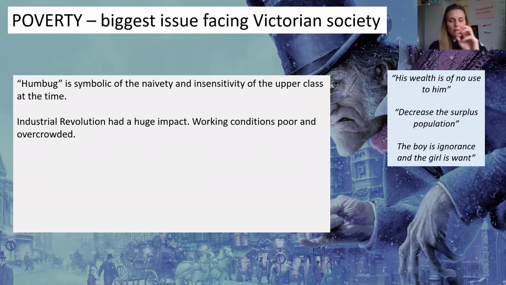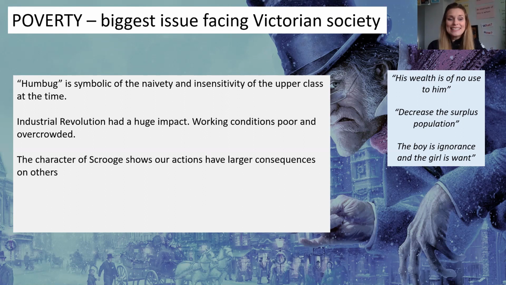And we have to think about context here, that we had the Industrial Revolution, which had a huge impact on society. Lots of people were moving in from the countryside to try and get work. So the working conditions were really, really poor. The factories were massively overcrowded. They weren't really getting paid anything. And it was terrible. And Dickens just couldn't sit and watch this happen. So he was trying to give a message to the Victorian society that they needed to change. And the easiest way to do that is to use the characters of Scrooge and the Cratchit family.